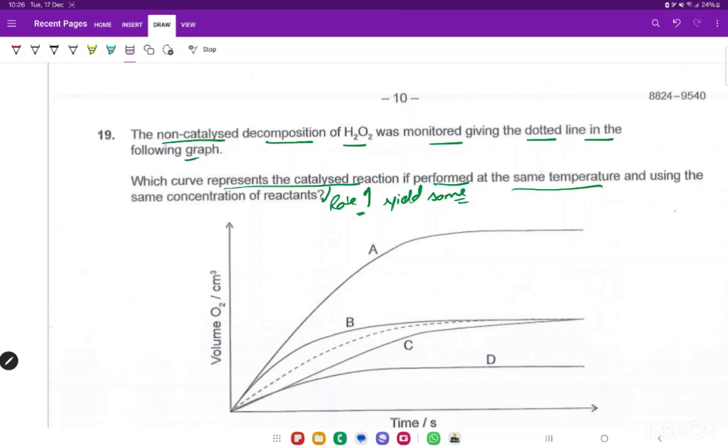C and D cannot be the answers because in them the rate is not increasing, it is decreasing. In case of A, the yield is also increasing, the volume of CO2 is also increasing, which is not possible. Hence, the answer is B. The rate is increasing, but the reaction is completing at the same point, so the yield or the volume of oxygen gas produced will be the same. For question 19, the answer is B.